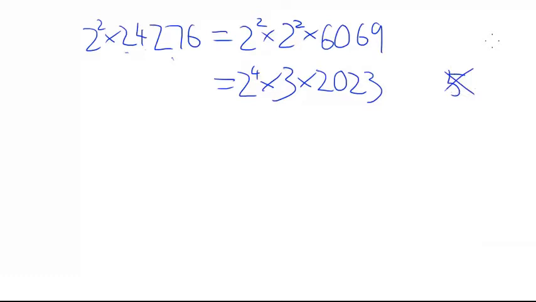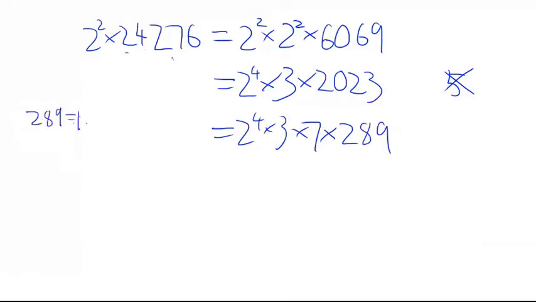2023 divided by 7 using my calculator. It's 289. So it's 2 to the 4th times 3 times 7 times 289. And as we all know, 289 is 17 squared. So the factorization is 4 2s, 1 3, 1 7, and 2 17s. Bam! This is our factorization here.